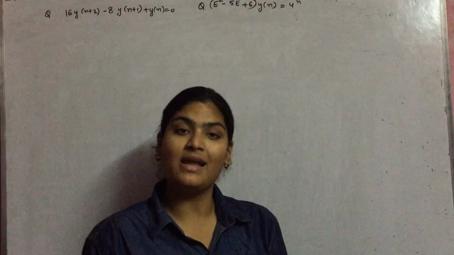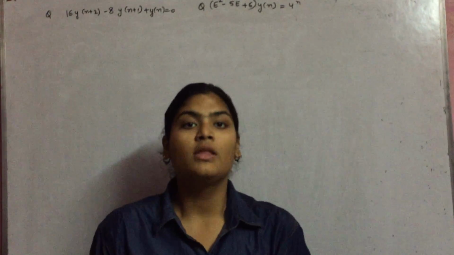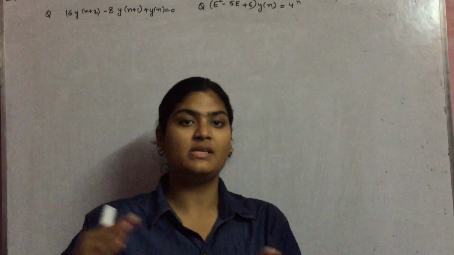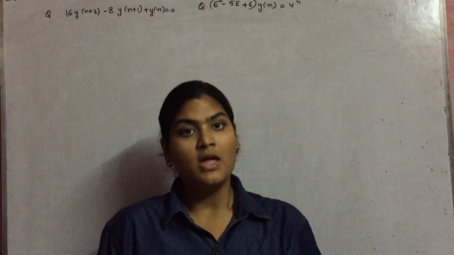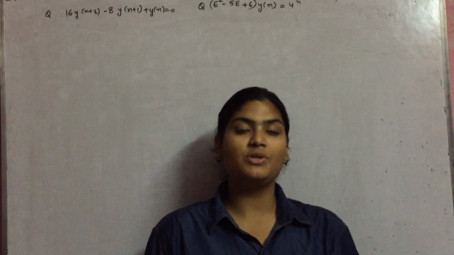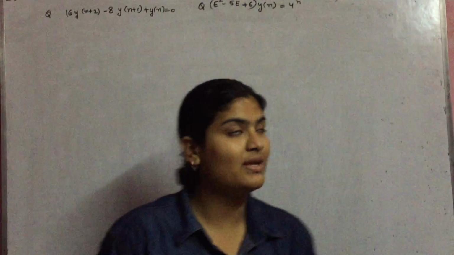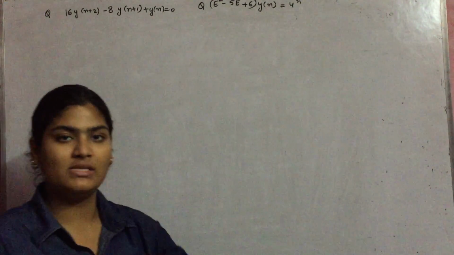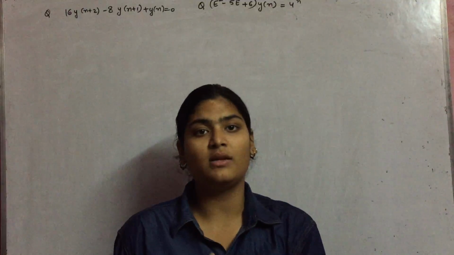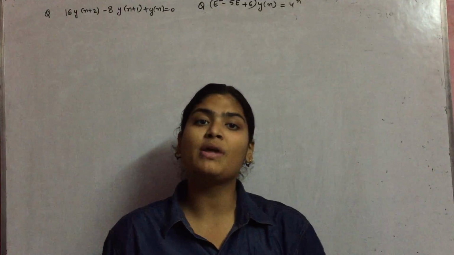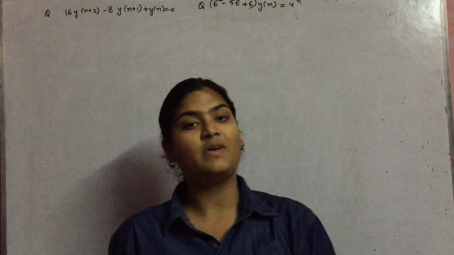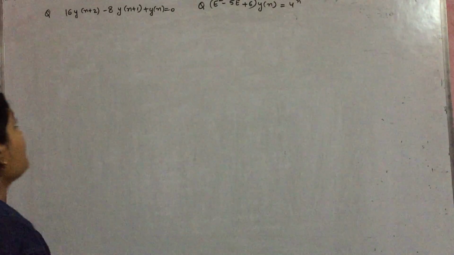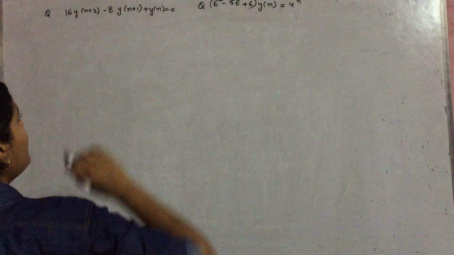There are two types of difference equation: one is homogeneous and the other one is non-homogeneous. The homogeneous equation is one in which the difference equation is equal to 0, whereas for a non-homogeneous equation, it is not equal to 0. It is something like e raised to power n or sin x or cos x, anything but 0. Okay, so how can we solve a difference equation? Firstly, let us take an example of a homogeneous equation. So let's see, you have to solve this equation.